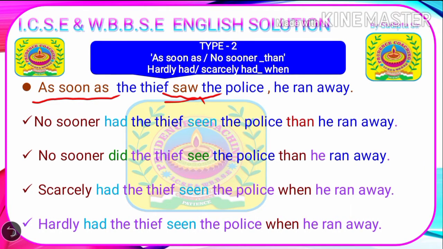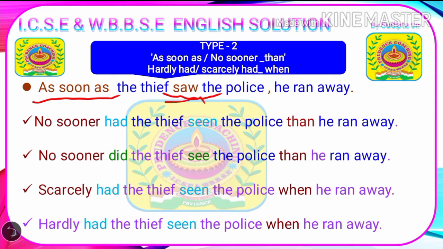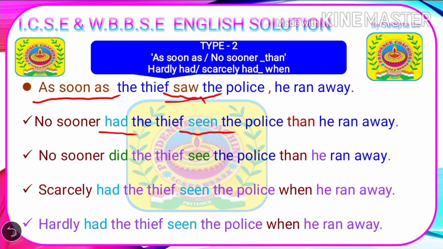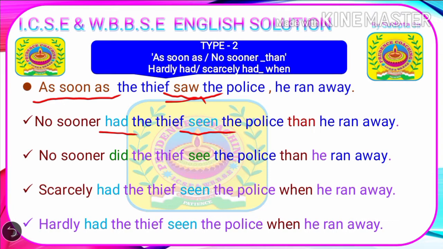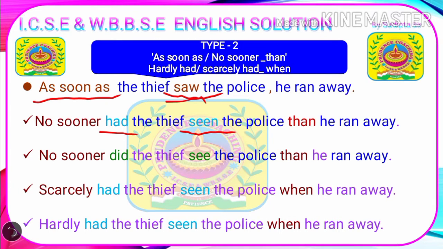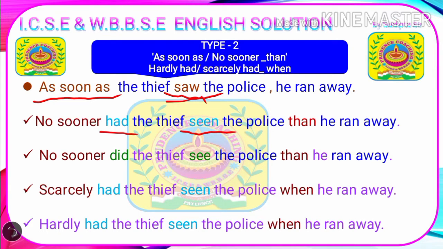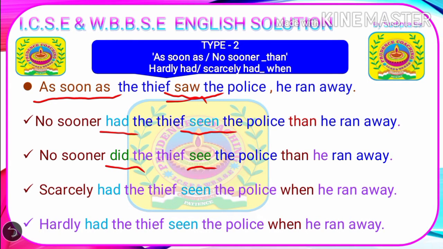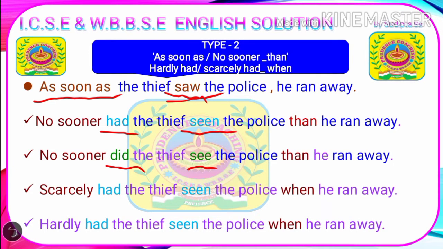Next, the answer using no sooner had. No sooner had the thief seen the police than he ran away. While you are using had, we'll have to use the past participle form or the third form of the verb. And here the third form is seen. So the final answer is, no sooner had the thief seen the police than he ran away. No sooner had or no sooner did is basically used with than. The answer is next. No sooner did the thief see the police than he ran away. No sooner did. Did always uses the first form of the verb or the base form of the verb. So the final answer is, no sooner did the thief see the police than he ran away.